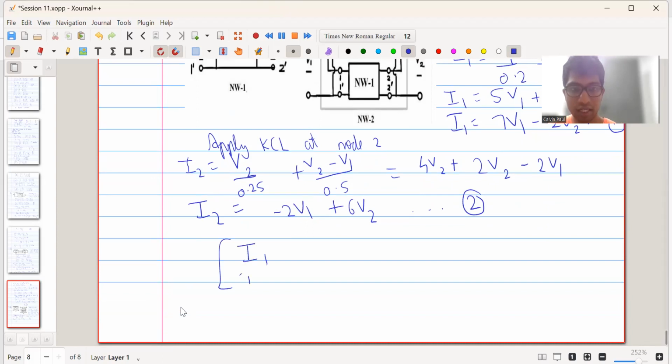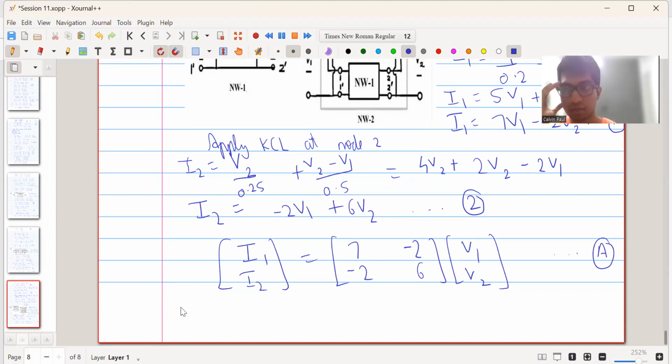I1, I2 is equal to 7, minus 2, 6, V1, V2, and this is A. Okay, this is A. Thus we have written it in the form of a Y parameter matrix. So this will be Y11, Y12, Y21, Y22.